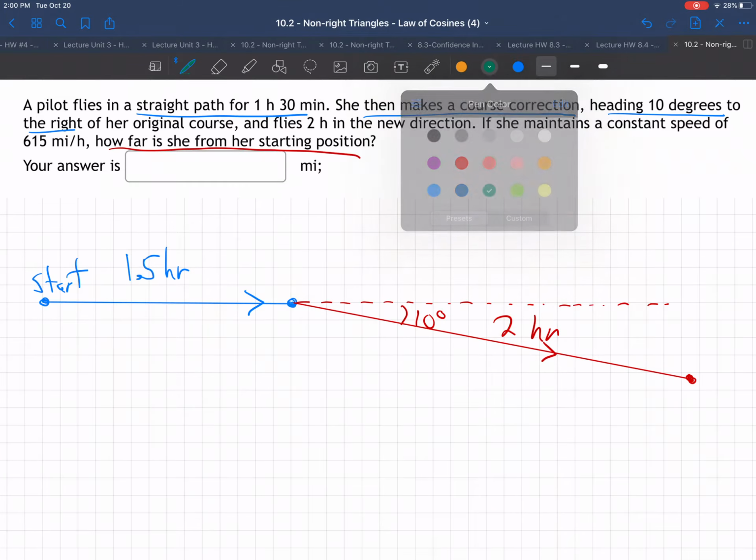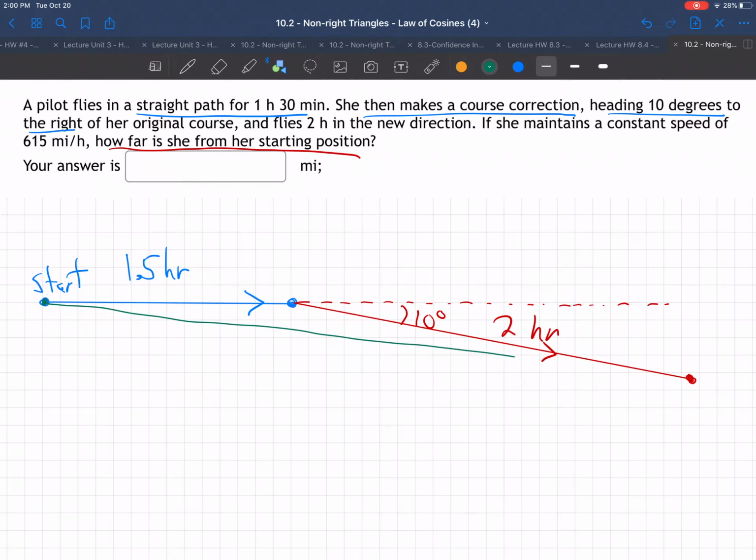So in other words, they want to know how far from here all the way to there. Call this X. That's what they want to know. She starts, she ends here. Well, how far did she go?